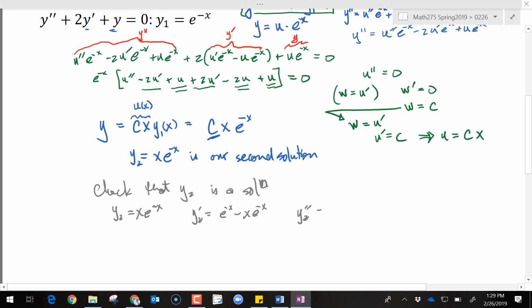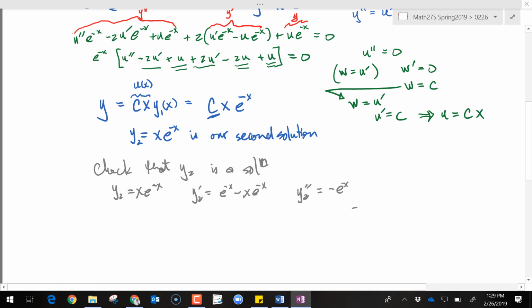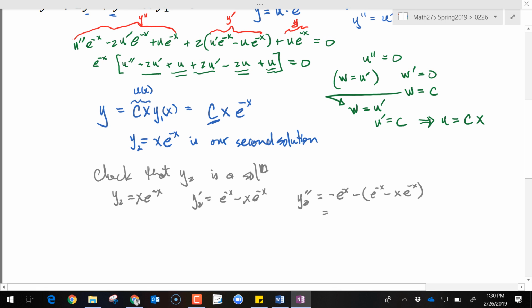And y2 double prime is the derivative of that. And then we end up with a product rule here. So it's the first times the derivative of the second plus the first times the derivative of the first plus the second times the second plus the first times the derivative of the second. And the derivative of the second has a negative sign, so that's why there's a negative sign. So this becomes minus 2e to the negative x plus x e to the negative x.